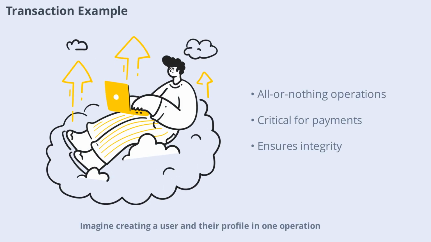partial updates. Imagine creating a user and their profile in one operation. If saving the profile fails, the user creation is rolled back automatically. This is especially important in critical systems like payments, order processing, and inventory management, where data integrity is non-negotiable.